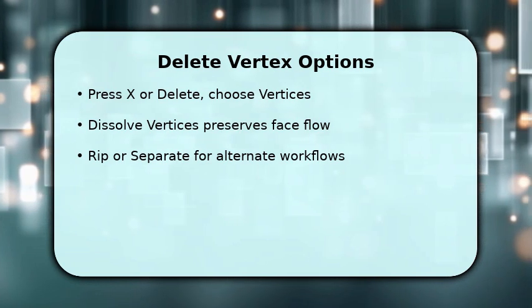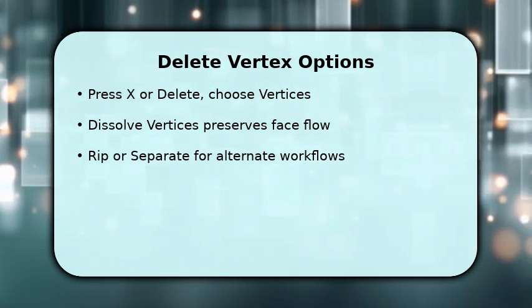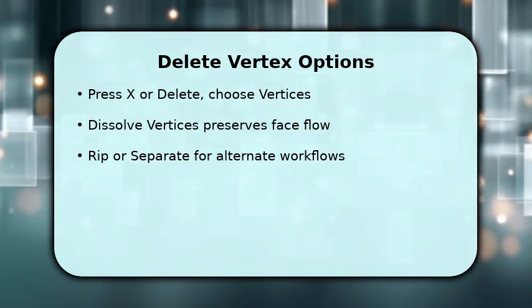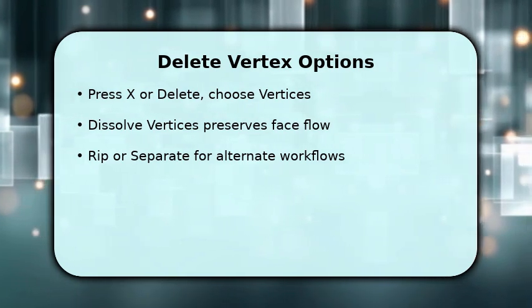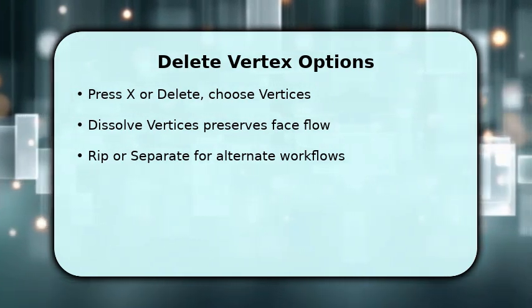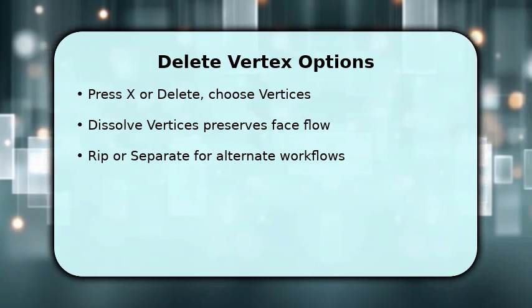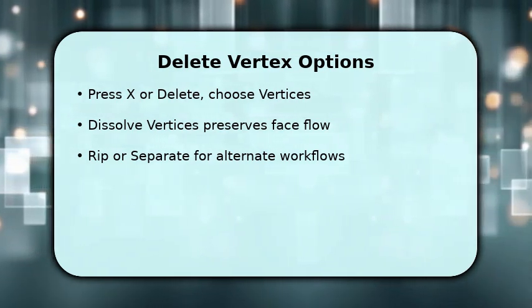This maintains surface flow. If you need to pull geometry apart instead, use Rip (V) to split the mesh or P to separate selected parts into a new object. Make sure to preview the result. Different choices change topology and shading.